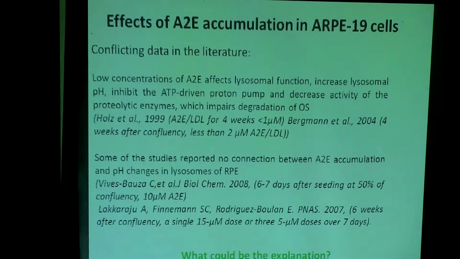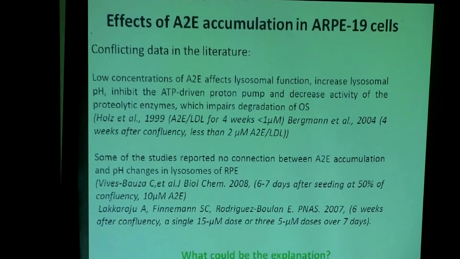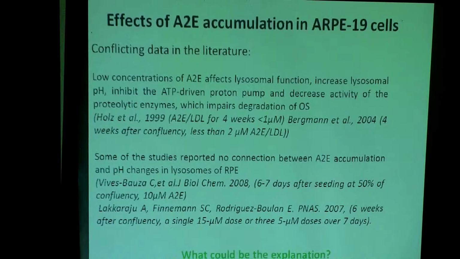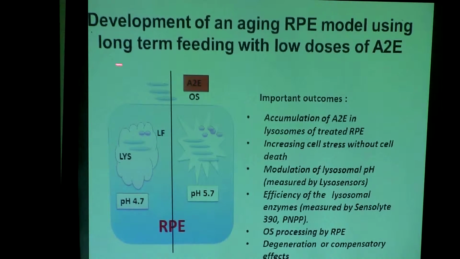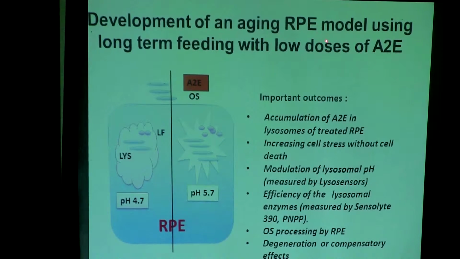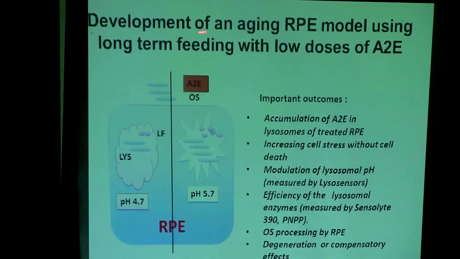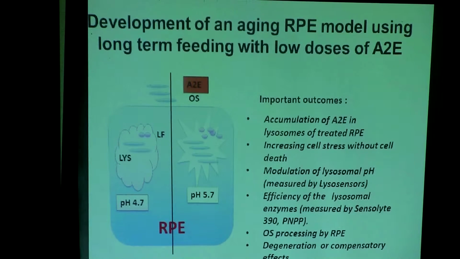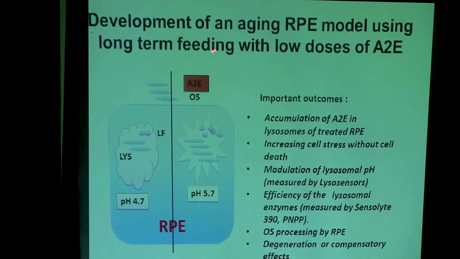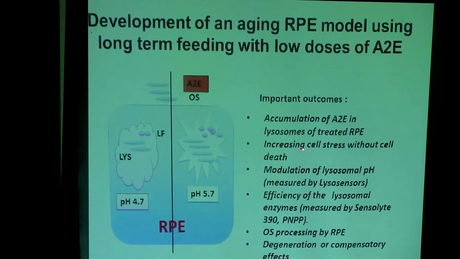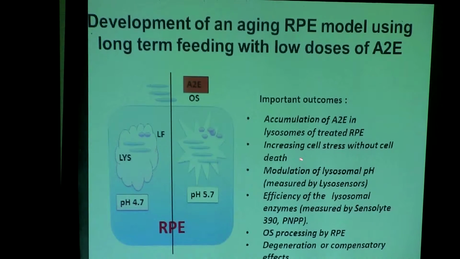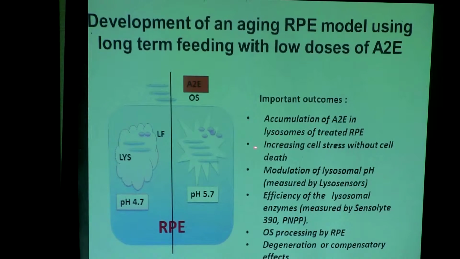It's already disruption of different membranes, like mitochondrial, and going directly to apoptosis. So what we wanted to do is to develop an aging RPE model using long-term feeding with low doses of A2E. We just want to see lysosomal effects on RPE cells. And an important outcome we are looking for is accumulation of A2E in lysosomes, increasing cell stress without cell death.